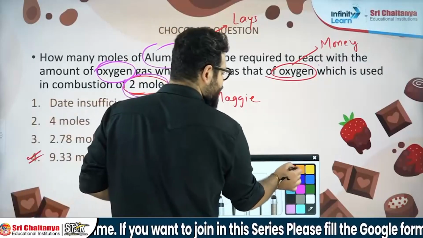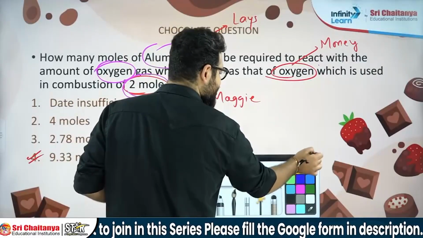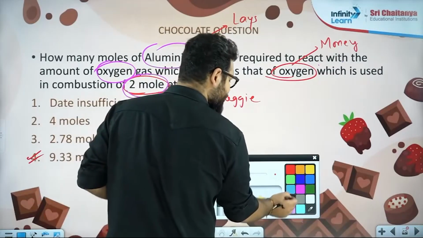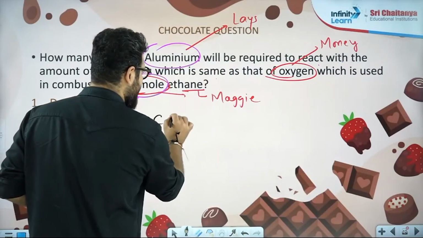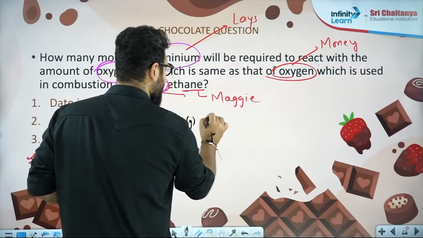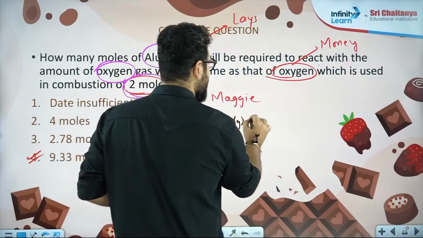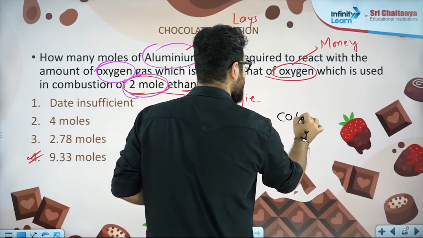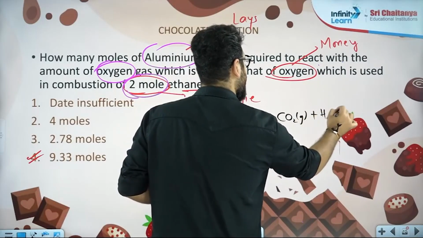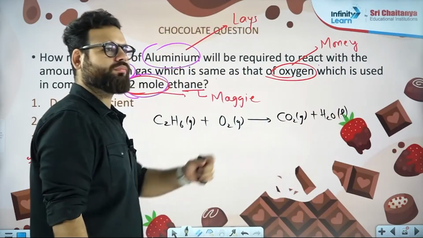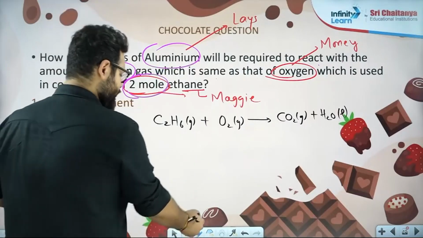So first from the ethane, I will check how much oxygen is actually available to us. How much oxygen is actually available to us? Ethane, C2H6 gas, combustion, O2 gas, gives CO2 gas, H2O liquid. Okay, we'll balance it now.